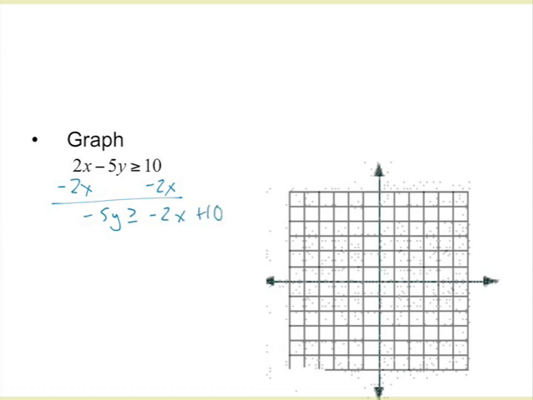Then what would I do? Divide by negative 5. Divide every single part by negative 5, which gives y equals positive 2/5 x minus 2, and what happened? I have to flip the sign. I divided by a negative. So that's a risk in doing this, is remembering to flip the sign. If you forget to flip the sign, you're going to end up shading the wrong side of the line.